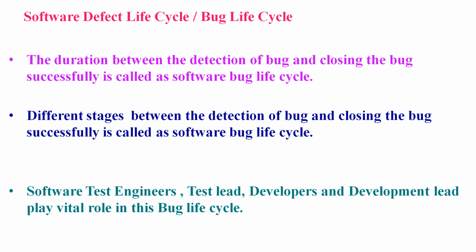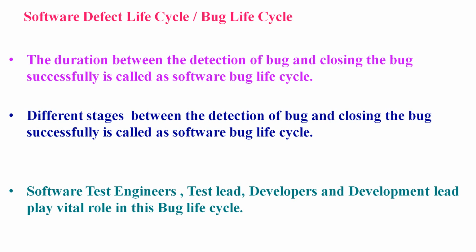Or the different stages between the detection of a bug and closing the bug successfully is called the defect life cycle or bug life cycle. These two are the definitions for defect life cycle or bug life cycle. You can use any one of these two. So, the different stages present between the detection of the bug and closing the bug is called the software bug life cycle.